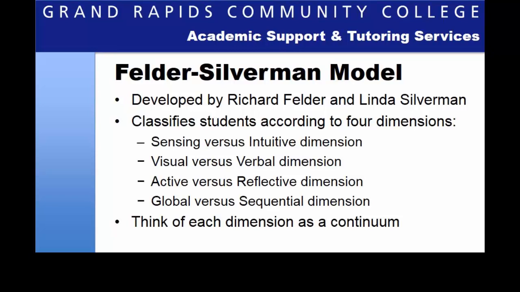As mentioned, this model describes 4 aspects of a person's learning style: the sensing versus intuitive dimension, the visual versus verbal dimension, the active versus reflective dimension, and the global versus sequential dimension. We will now look at each of these aspects in more detail. As we do so, think of each dimension as a continuum with one learning preference on the far left and the other learning preference on the far right.